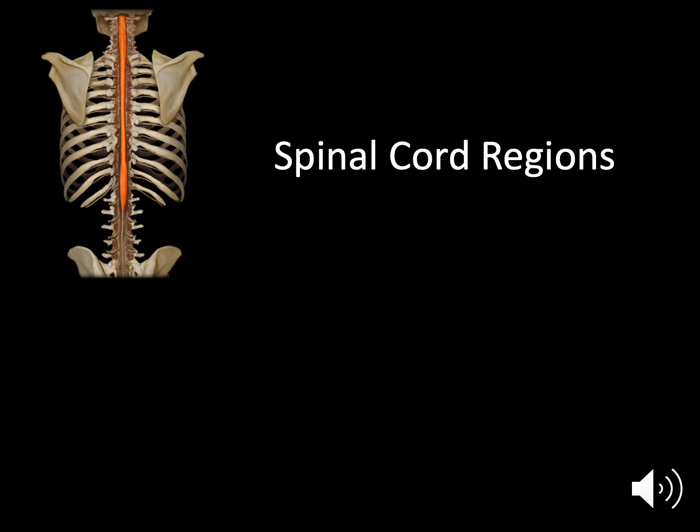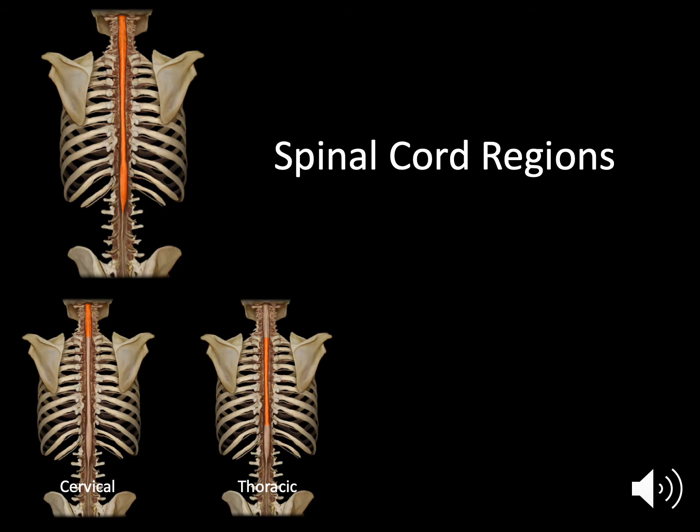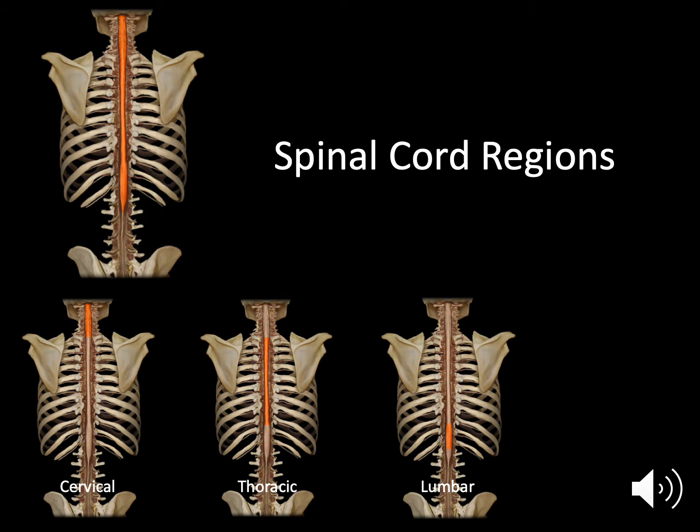Let's transition now and look at spinal cord regions. This is a very important distinction. Notice that I said spinal cord regions, and the only thing that's in color here is the spinal cord. We're not looking at vertebral regions. We're not looking at vertebral colored regions. We're looking at spinal cord regions. And so pictures tell 1,000 words.